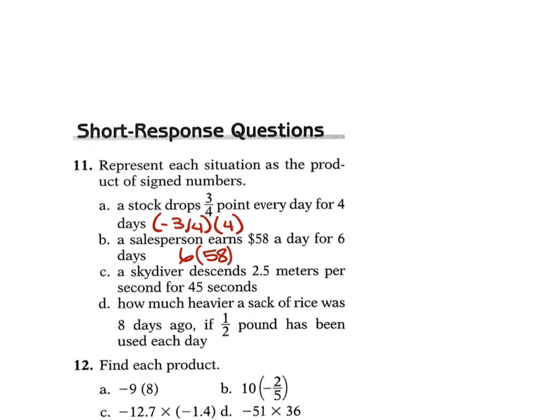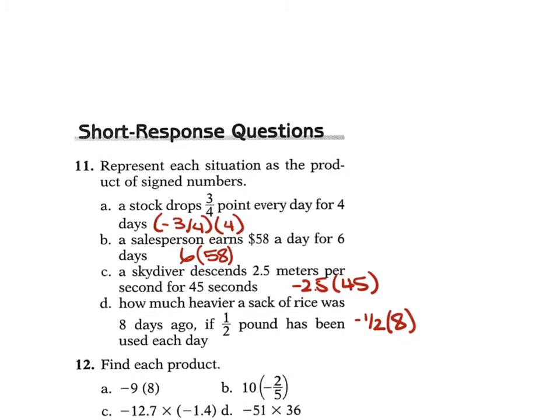For C, it says a skydiver descends 2.5 meters per second for 45 seconds. Descends means goes down, so that's a -2.5 times 45. For D, it says how much heavier a sack of rice was 8 days ago if half a pound has been used each day. So that half a pound used is a -1/2, and then 8 days ago is just 8.